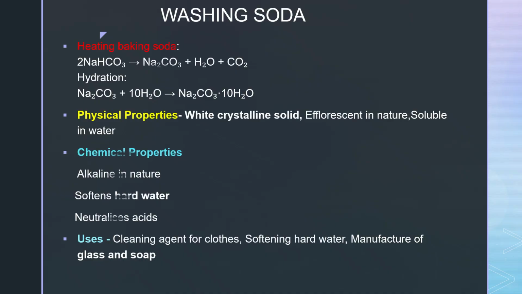Next is our washing soda. Washing soda is prepared by heating baking soda, obviously the previous reaction. And whenever we hydrate Na2CO3, we get washing soda. Physical properties: white crystalline solid, efflorescent in nature. It means it absorbs moisture from the atmosphere, and it is also soluble in water. It is alkaline in nature.